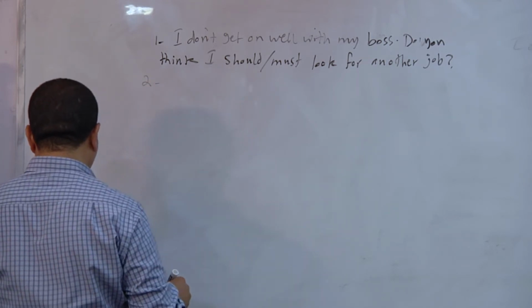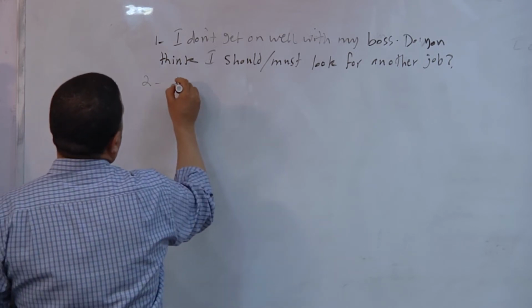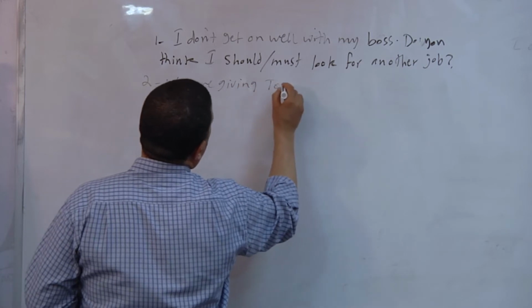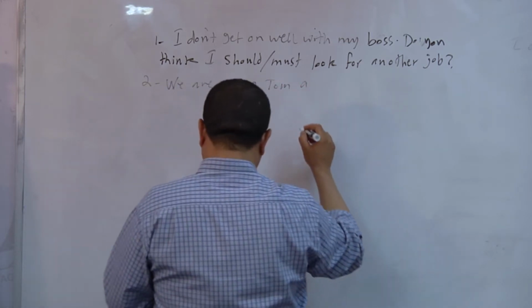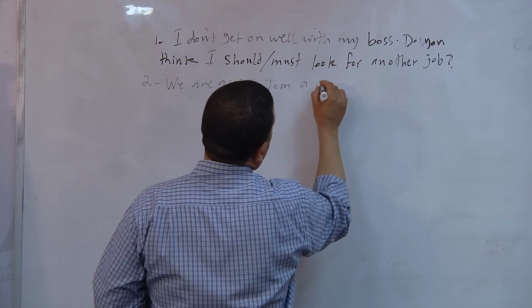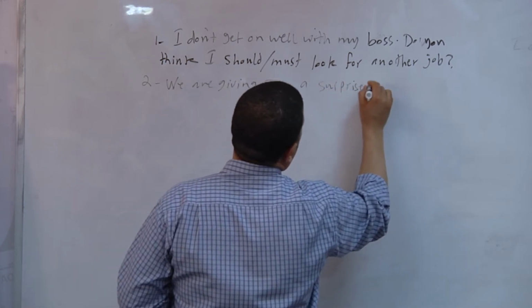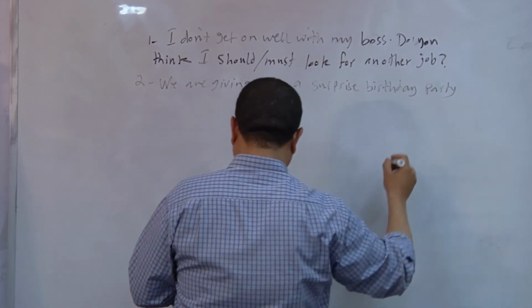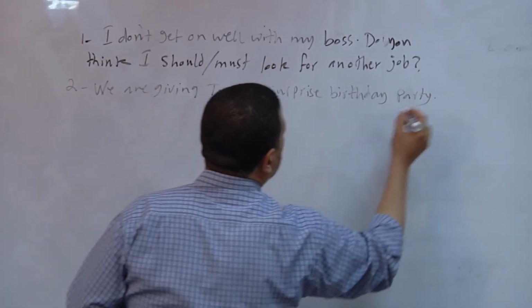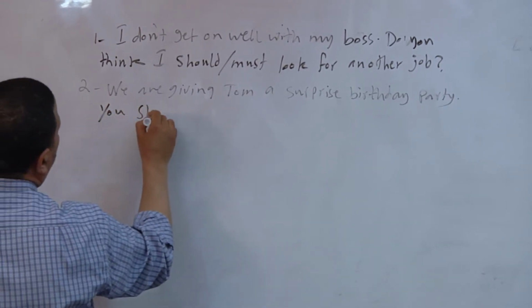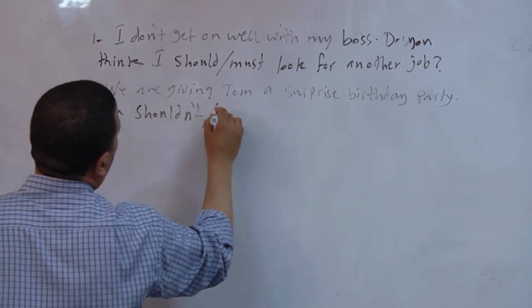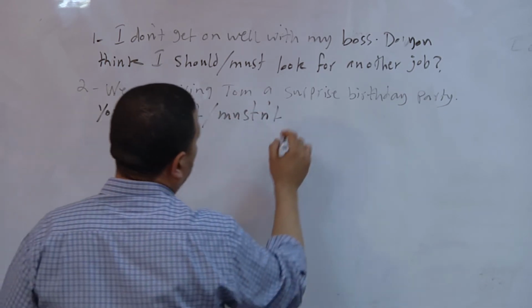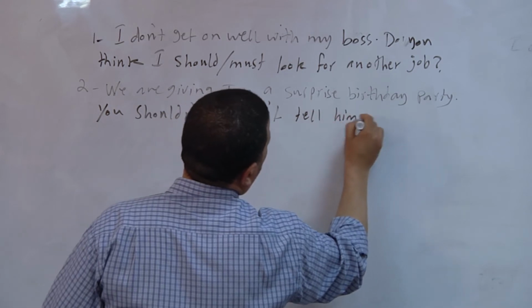Okay, so this is number two. We are giving Tom a surprise birthday party. Okay? You shouldn't or mustn't tell him about it.